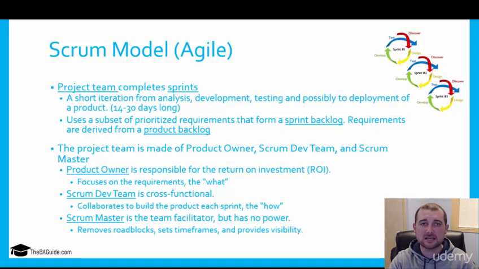The Scrum Master is the team facilitator. They don't have any power. They're just there to facilitate, make sure that they're clearing roadblocks, setting time frames and expectations, and they're communicating and providing that visibility of that project and the status of that project and those sprints to executive management or whomever the sponsor is of the particular project.